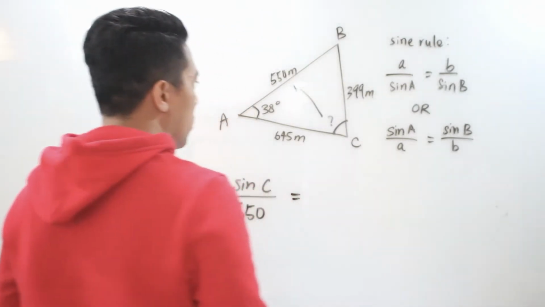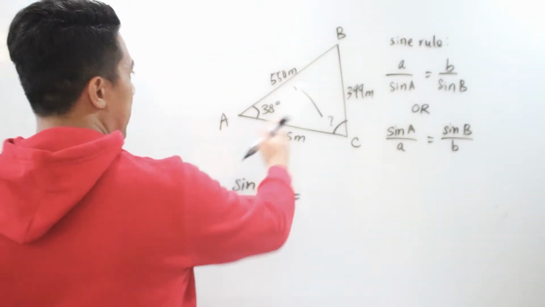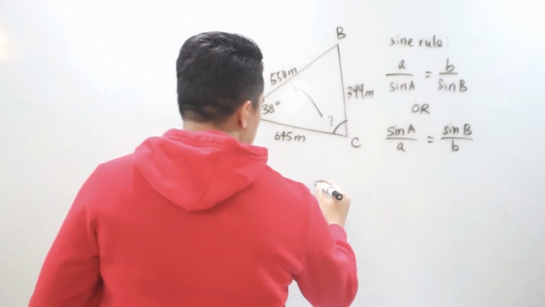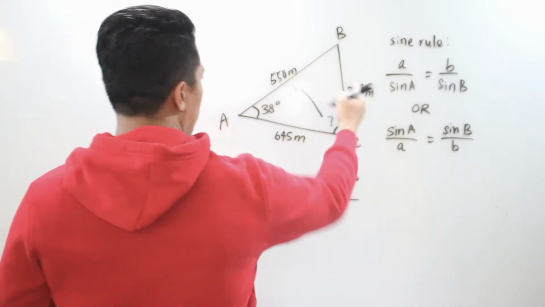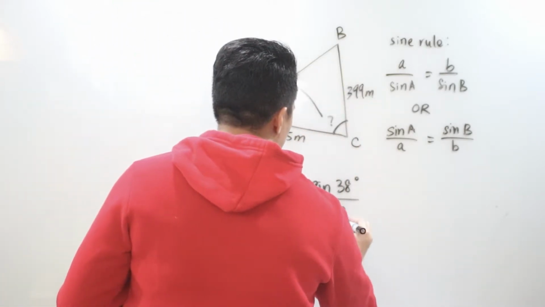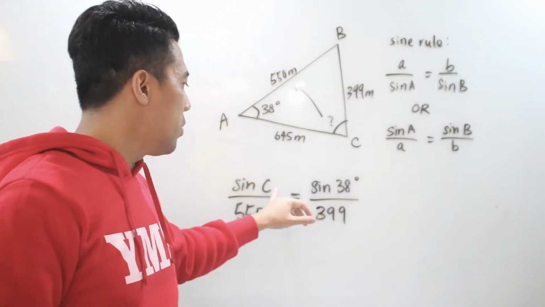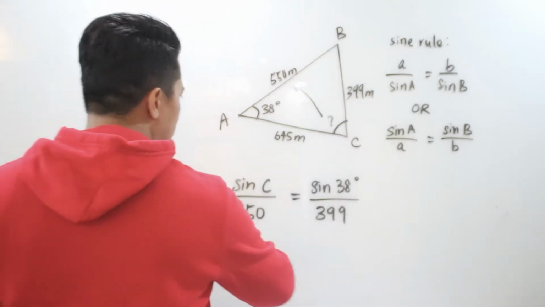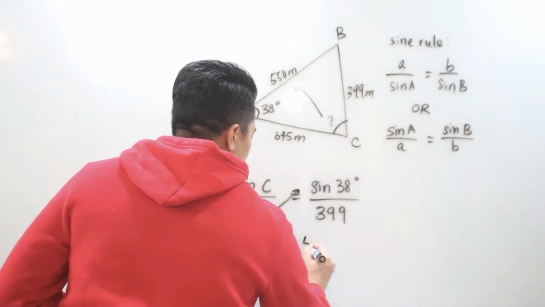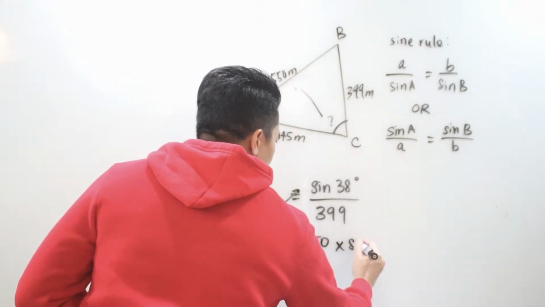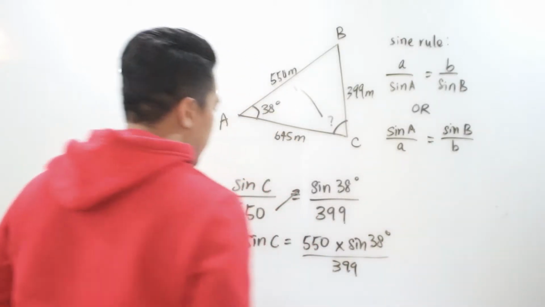This is equal to, I need to take another pair of side and angle. In this case, I will be taking 38 degrees, so sine 38 degrees over the opposite side, which is 399. We have to do a manipulation and eventually we will solve for C. In this case, I'll bring 550 over. Sine C is equal to 550 multiplied by sine 38 degrees over 399.